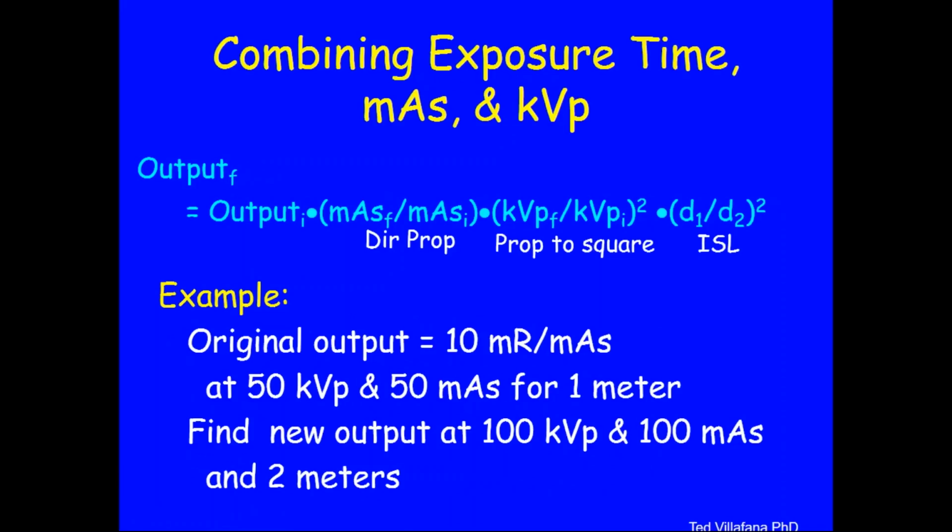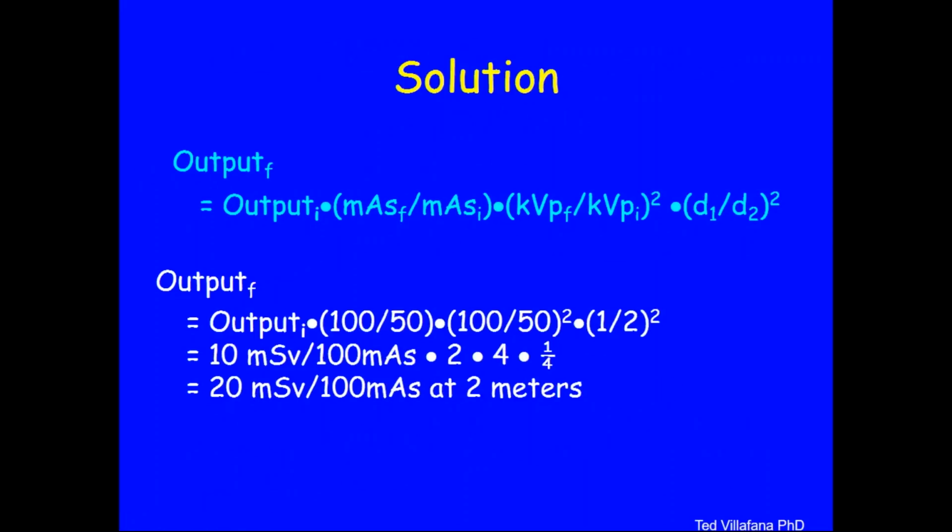10 MR per MAS. Direct proportionality, you went from 50 to 100, so that's doubled. And then you went from, that's the problem. The KVP comes in as a square. So you went from 50 to 100, so that's 100 over 50 squared. That's a factor of 4. Okay, there's a factor of 4.